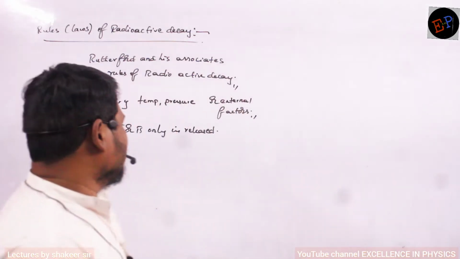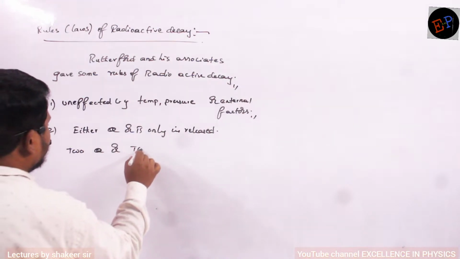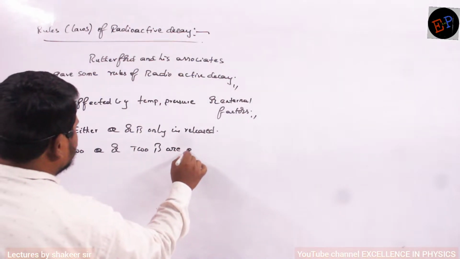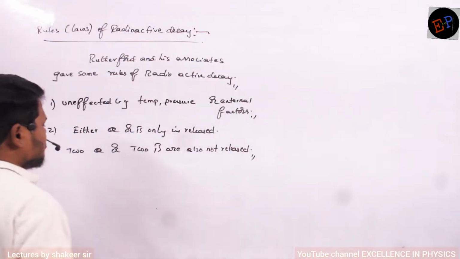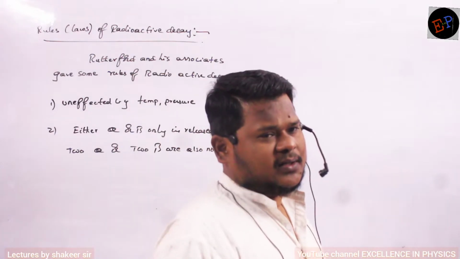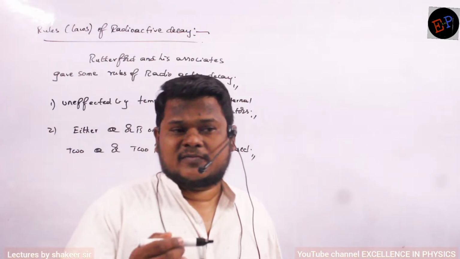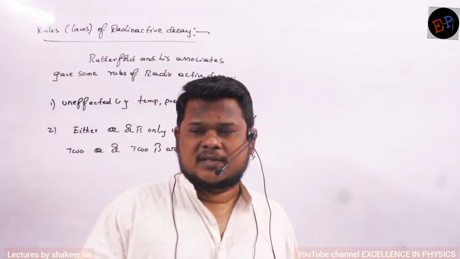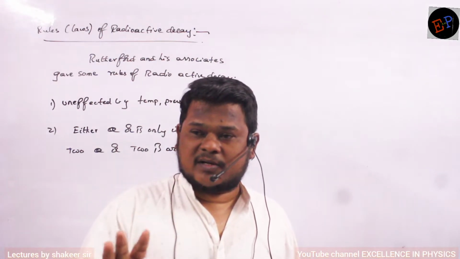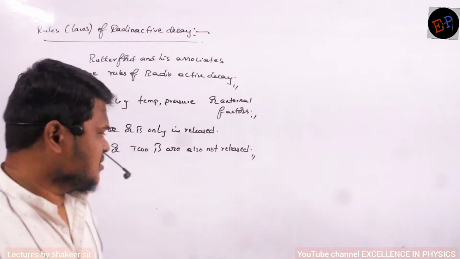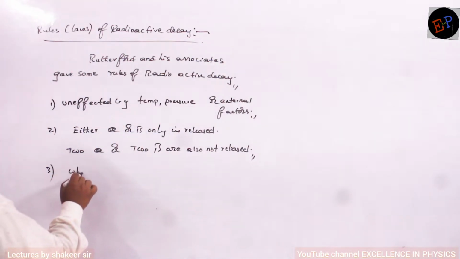Okay, and 2 alphas or 2 betas are also not released. 2 alphas are not released. Similarly, 2 betas are also never released. Are you able to understand? So after an alpha particle is released, one more alpha cannot be released. Similarly, 2 alphas at the same time also cannot be released. Are you able to understand? This is another property.